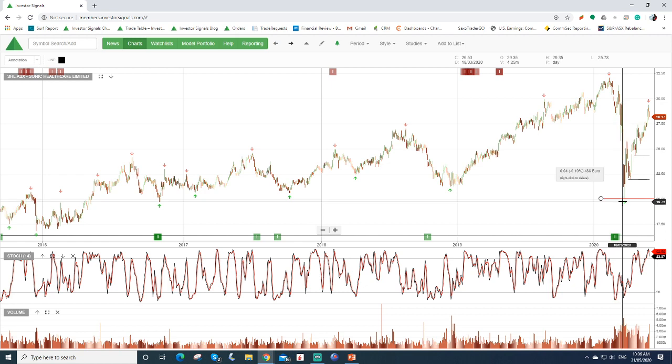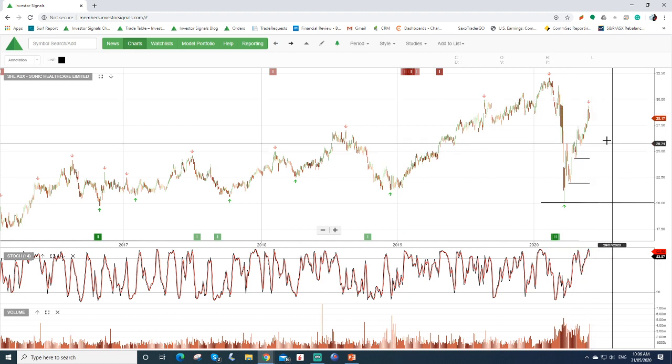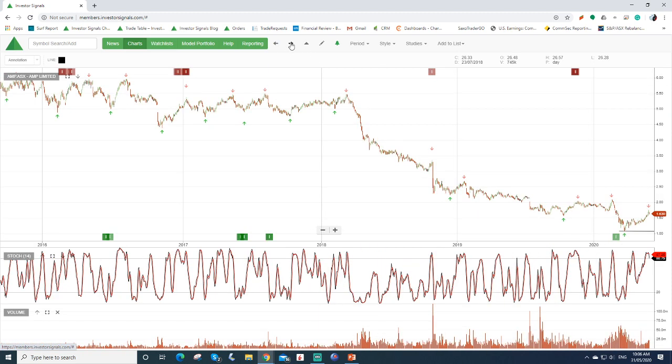Sonic Healthcare, this has been one of our preferred recovery plays in the market, but at around $30 it's full value. Again, over the next month, if we see a pullback and a retest of anything back down around 25.50, you want to look at adding that into your portfolio.